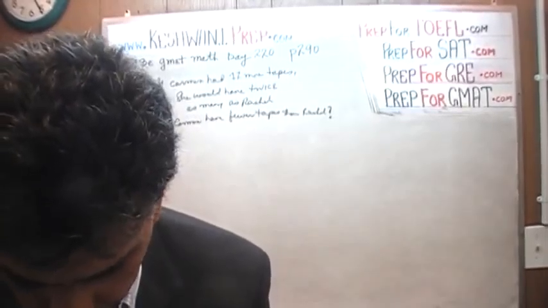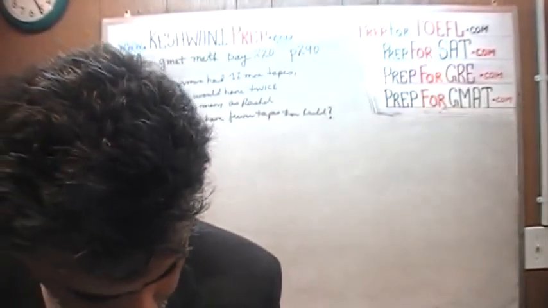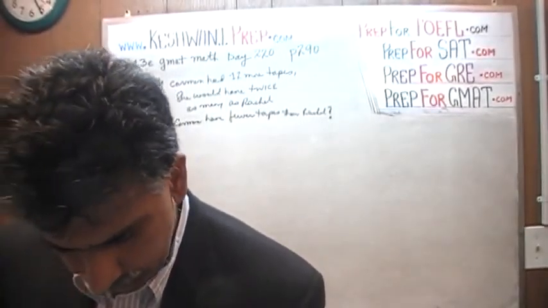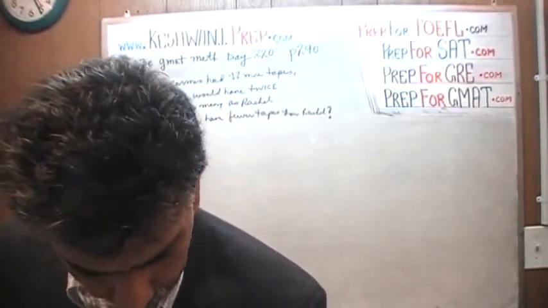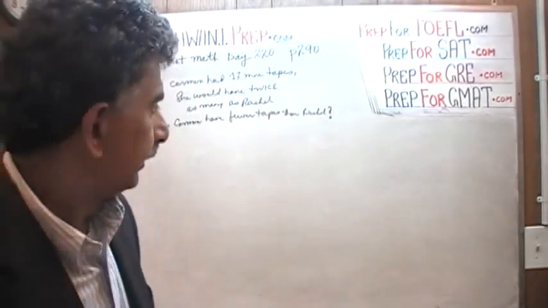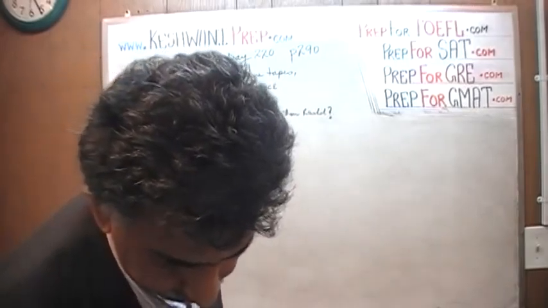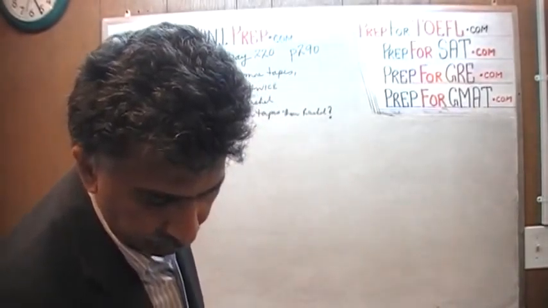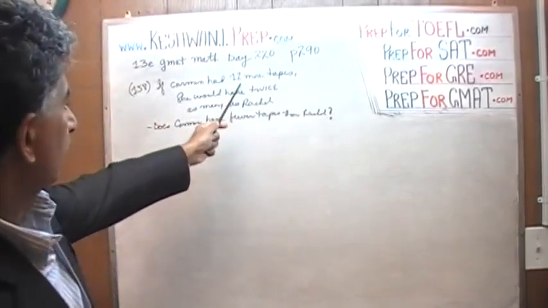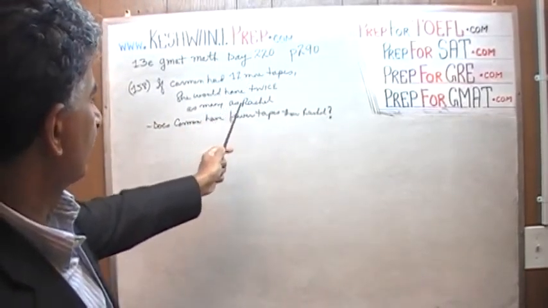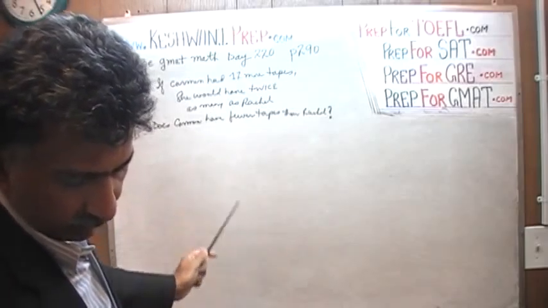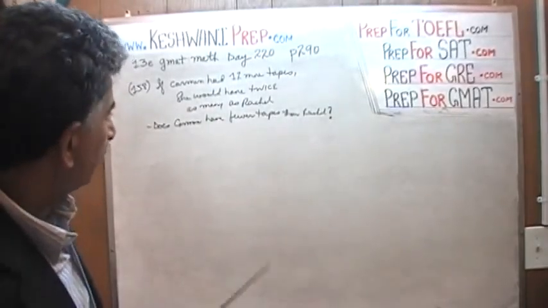The problem that we are about to solve is the one that you will find on page number 290. Please turn to it. Page 290, problem number 158. It says, if Carmen had 12 more tapes, she would have twice as many tapes as Rachel. The question simply is, does Carmen have fewer tapes than Rachel?